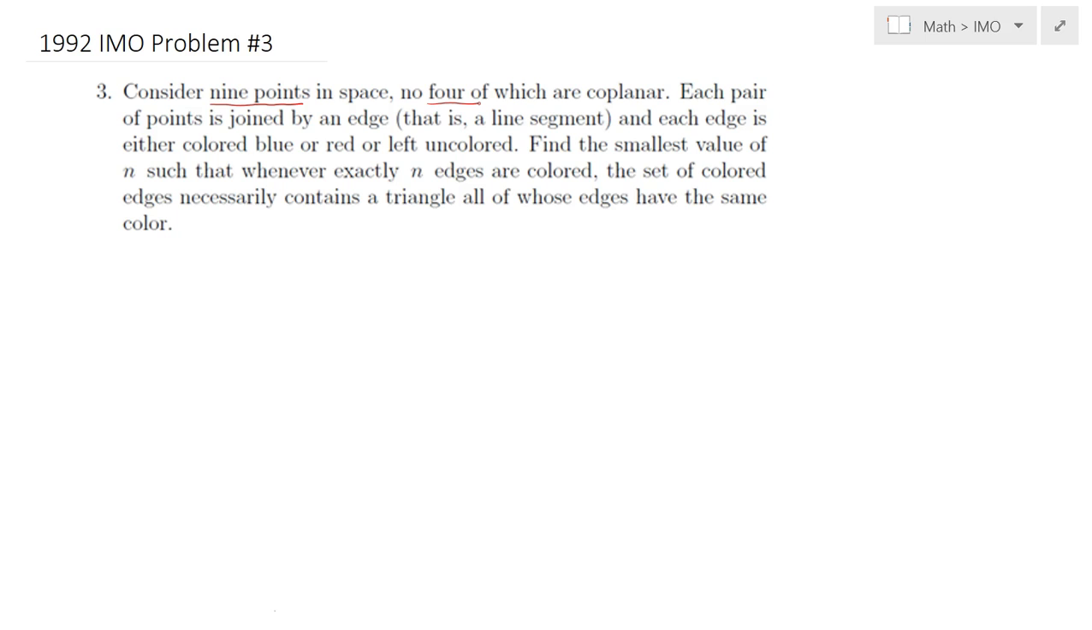Each pair of points is joined by an edge, and those edges are then either colored blue or red, or they are left uncolored. So we have a complete graph at our disposal, and in total we have 9 points, 9 choose 2, 36 edges, connecting all these 9 points to each other.